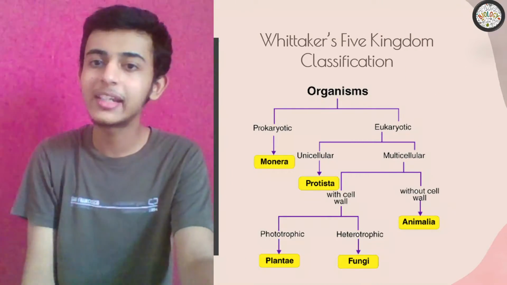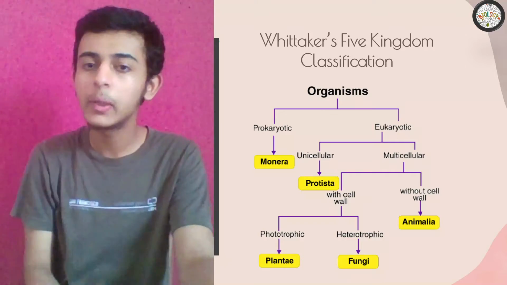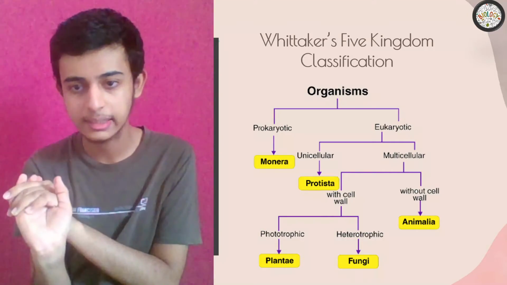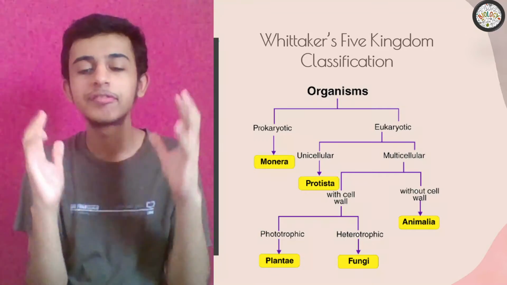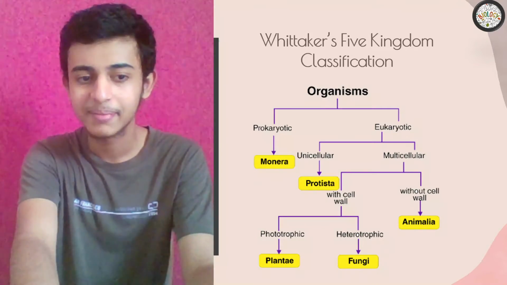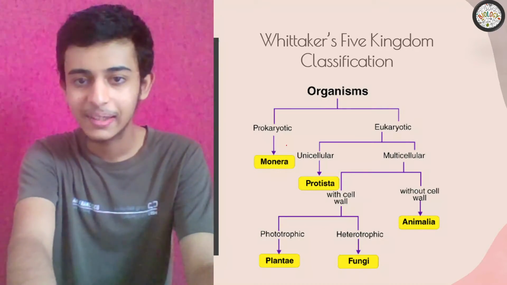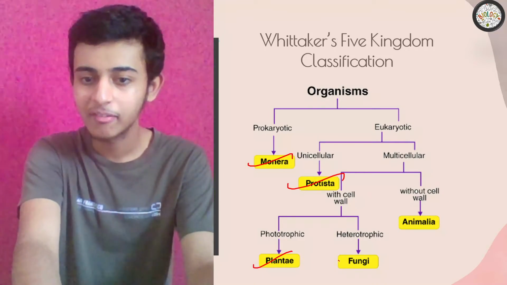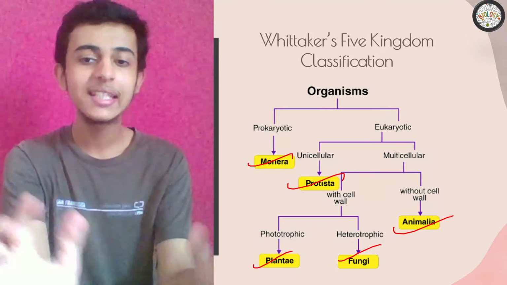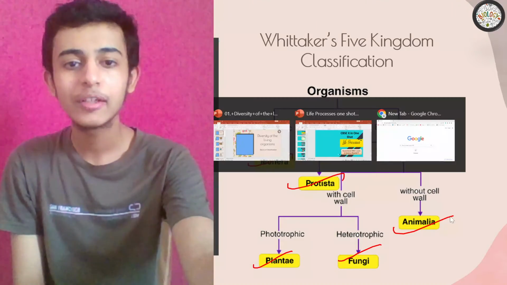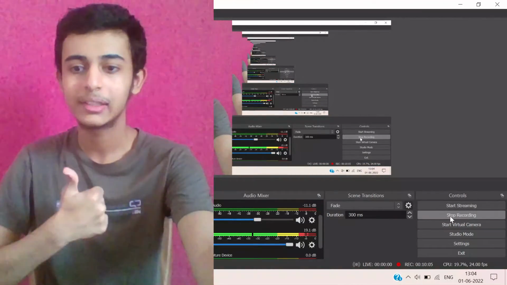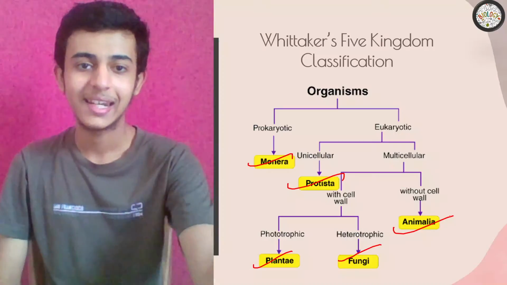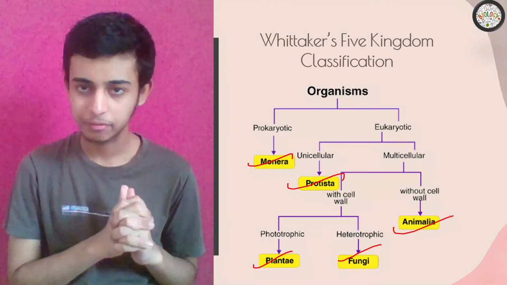Now, talking about Robert Whittaker's five kingdom classification. So Whittaker said that we can classify organisms into five categories. Okay, the five groups are: Monera, Protista, Plantae, Fungi, and Animalia. These are our 5 groups. How many of you can name them? Hit on the like button in case you can name them. Okay, great, great. So these are the 5 groups.